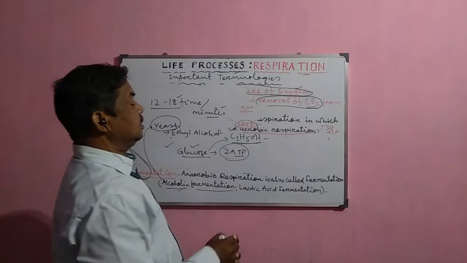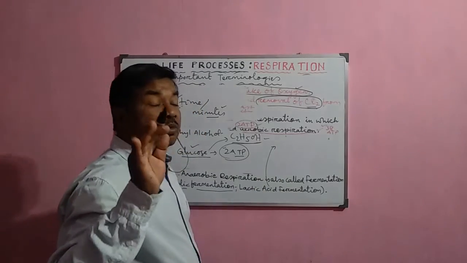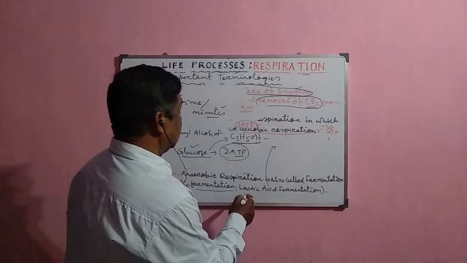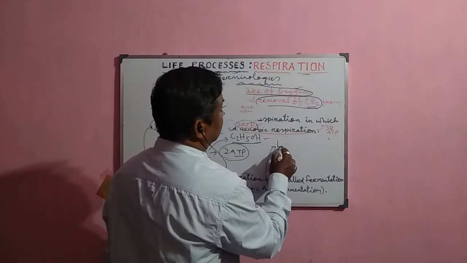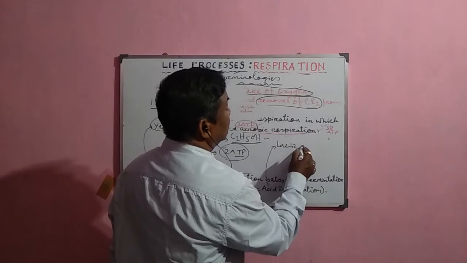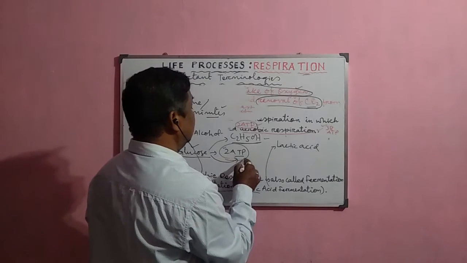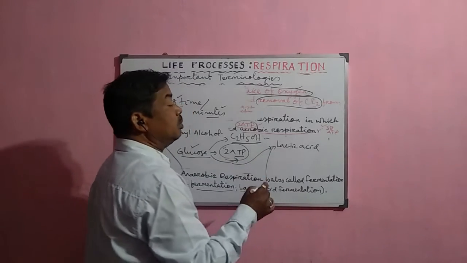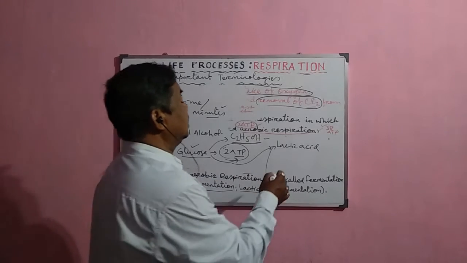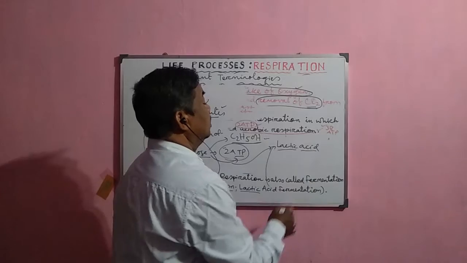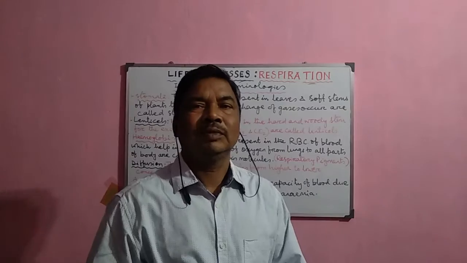But in case of muscle cells, when the oxygen supply is not sufficient, then it is called lactic acid fermentation. And now the lactic acid is the end product, and that is why the glucose molecule produces only 2 molecules of ATP. It is also a partial breakdown of the glucose molecule, and now lactic acid is the end product, and that is why it is called lactic acid fermentation.